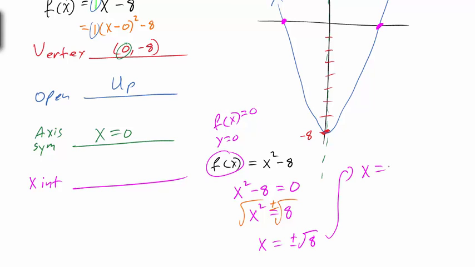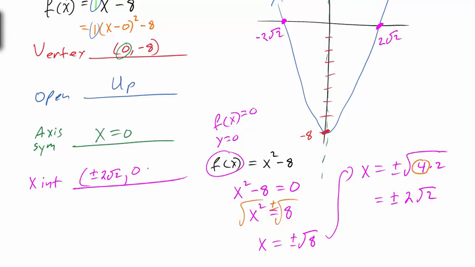Keep in mind, we can simplify or break down the square root. I really don't care if you leave it as the square root of 8, but we could think of it as the square root of 4 times 2, and then the square root of 4 we can pull out. The square root of 4 is 2, and we're left with the 2 underneath. So the graph is going to cross at a positive 2 square root of 2 and at a negative 2 square root of 2. Those are your x-intercepts. So we have plus or minus 2 square root of 2, and of course the y-coordinate would be 0. In this case, we have two x-intercepts.